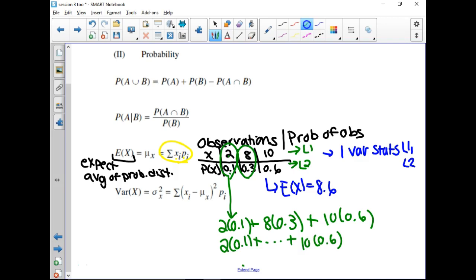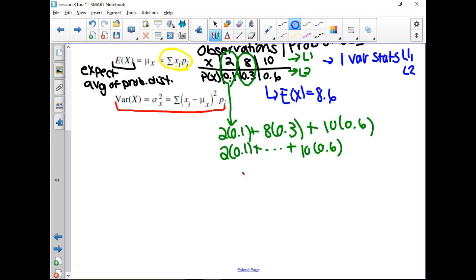Okay, so the next thing would be the variance of a probability distribution. Right here, this xi is my observation. This mu of x, it matches that right there, that's my expected value. And P of i is the probability of the observation. Now your variance is your standard deviation squared. So how would I get my standard deviation if I know my standard deviation squared? Yeah, I need to take the square root.